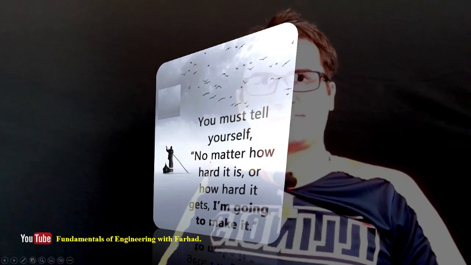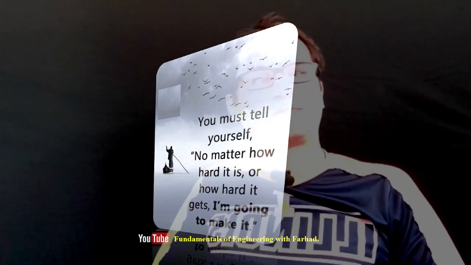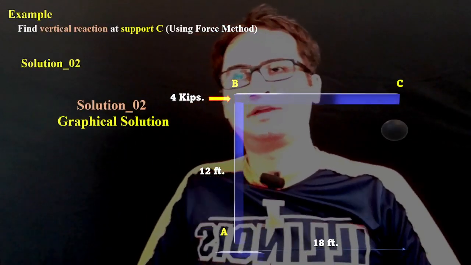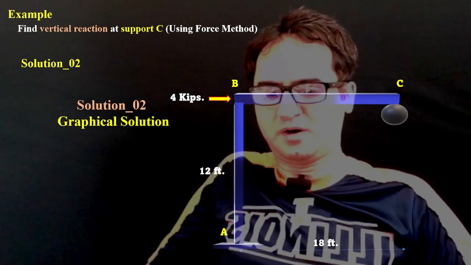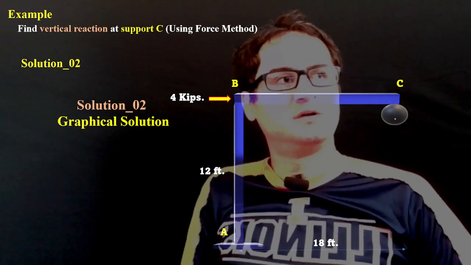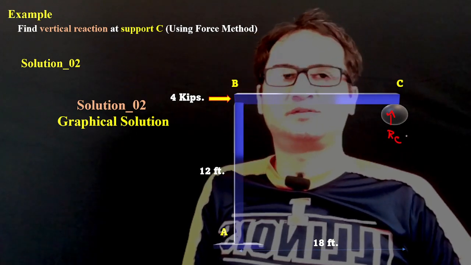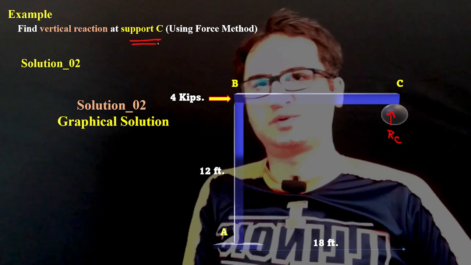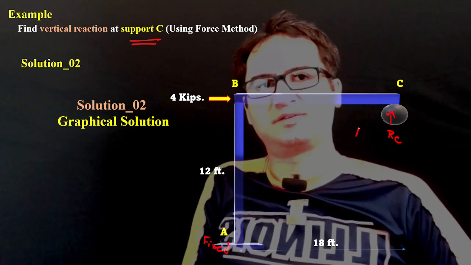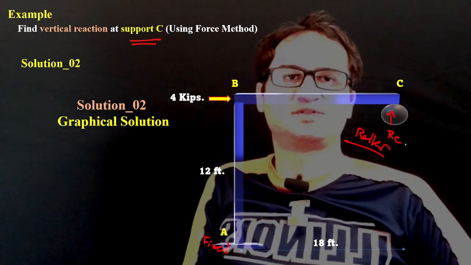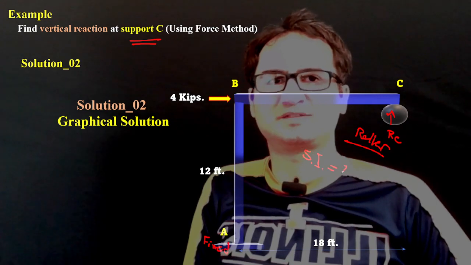As soon as we have our problem, finding the vertical reaction at support C, all we do is find the vertical reaction at support C. This is a fixed support, and there is a roller at C. So it's 1 degree statically indeterminate.